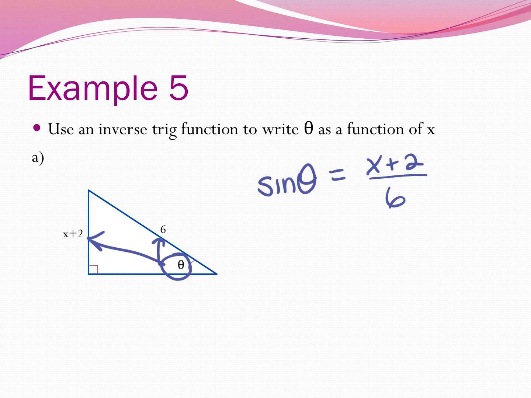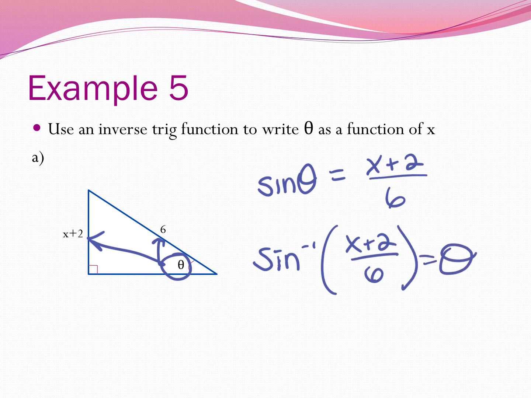So it says use the inverse trig function. This means sine negative 1 of x plus 2 over 6 would equal theta. We can't actually solve this because we don't have a side. If we actually had a value for x, we'd be able to solve it. But that's all it wants. Just write it in terms of the other one. So that's your answer? Yep.